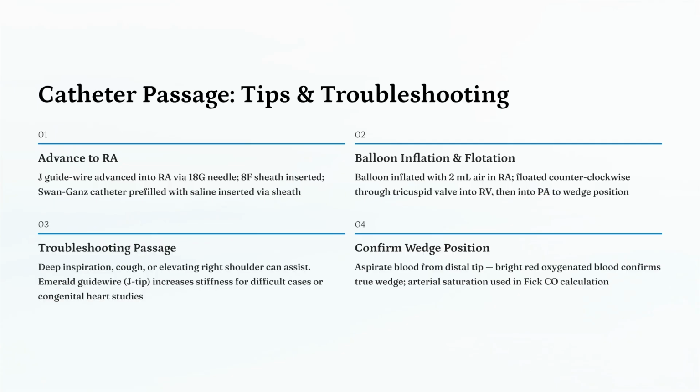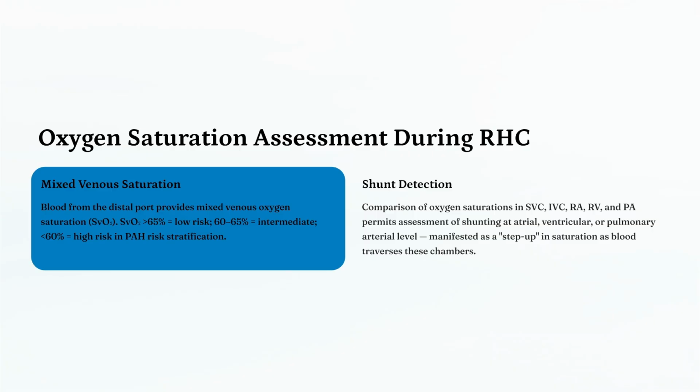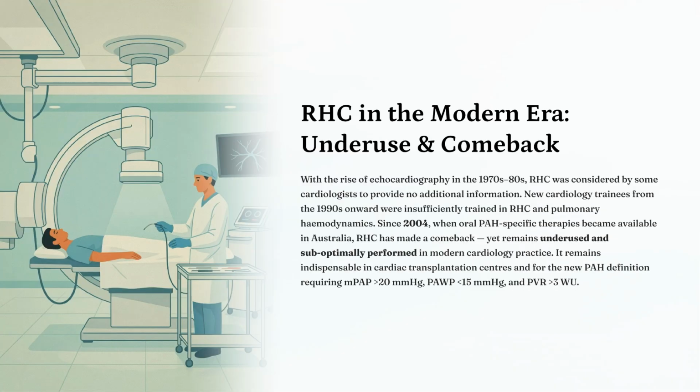When performing internal jugular vein cannulation, patient positioning is key. While anatomical landmarks guide the process, ultrasound guidance is strongly recommended to simplify localization and improve safety during the procedure. During catheter passage, tips like deep inspiration or elevating the shoulder can assist in difficult cases. Once in position, aspirating bright red blood from the distal tip is crucial to confirm a true wedge position for accurate readings. Oxygen saturation levels provide critical information during RHC.